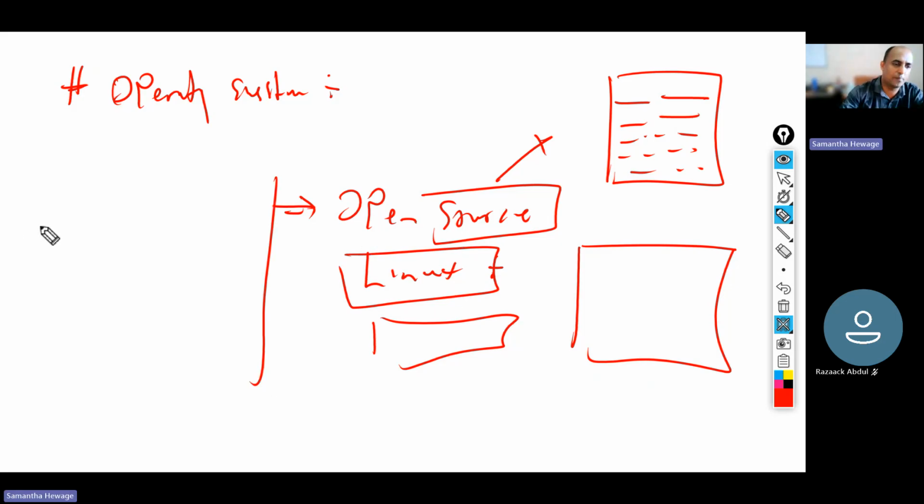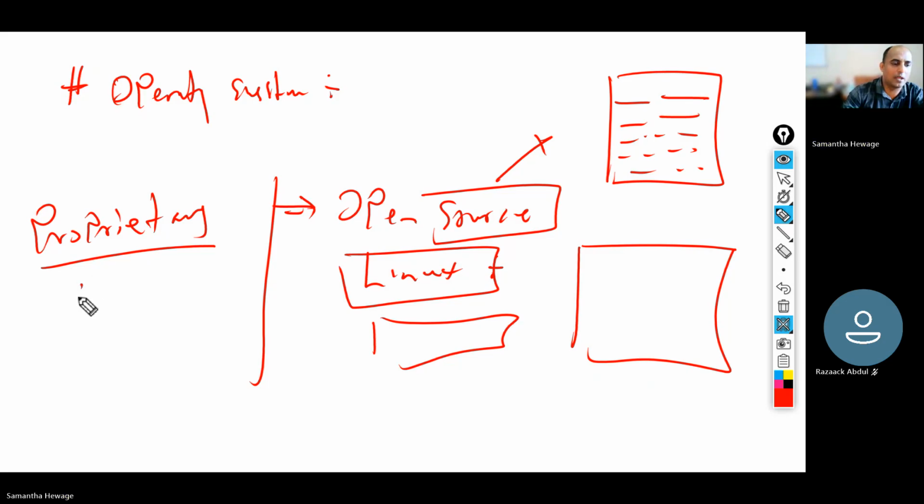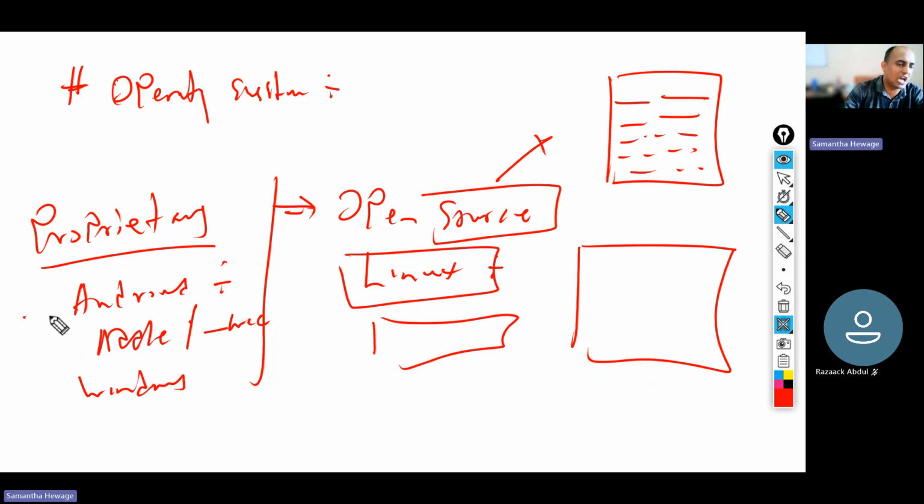But the other one is proprietary. Proprietary means they are not releasing their source code. For example, Android, Apple, Macintosh, Mac, or Windows. Those are not freely available on the internet. So you have to pay for the license. You have to get the operating system by having the license. They only give trial OS.